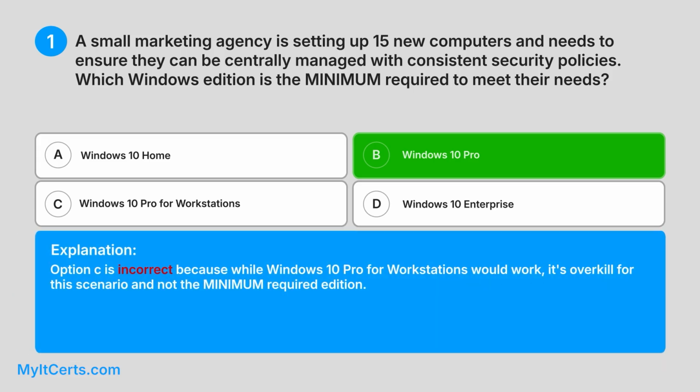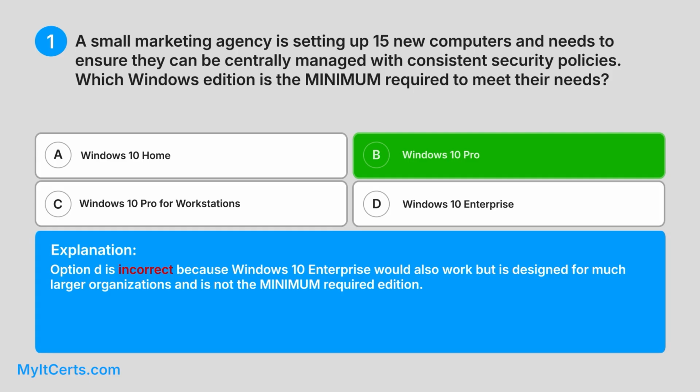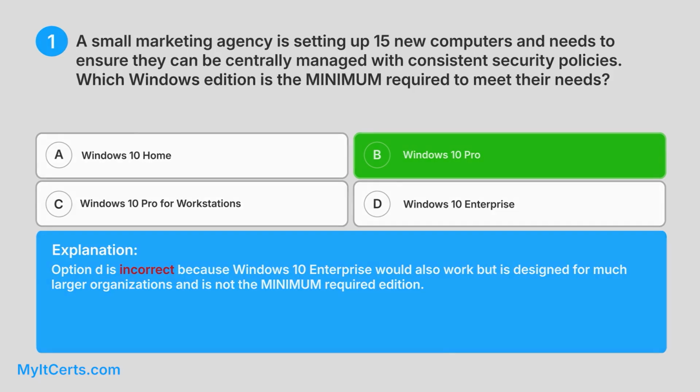Option C, Windows 10 Pro for Workstations, is incorrect because while Windows 10 Pro for Workstations would work, it's overkill for this scenario and not the minimum required edition. Option D, Windows 10 Enterprise, is incorrect because Windows 10 Enterprise would also work, but is designed for much larger organizations and is not the minimum required edition.